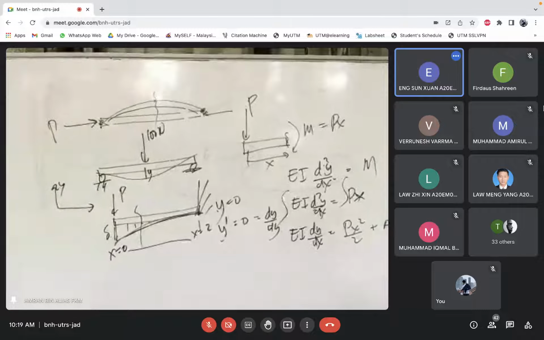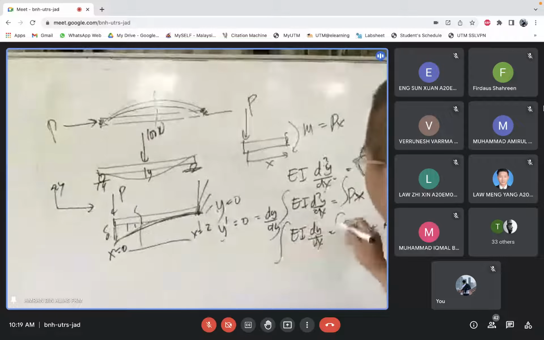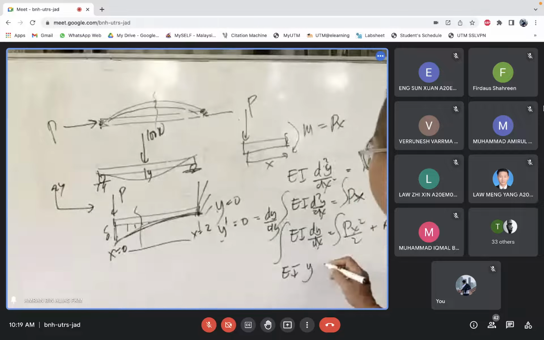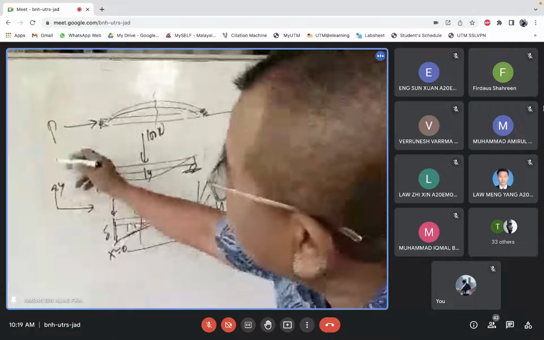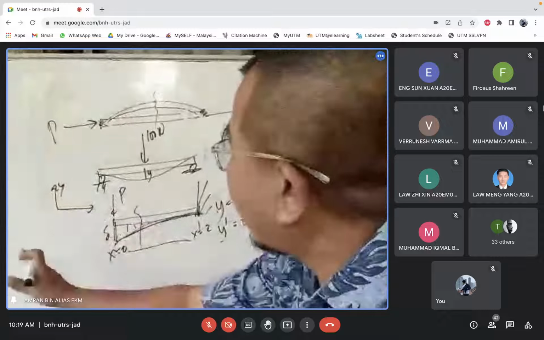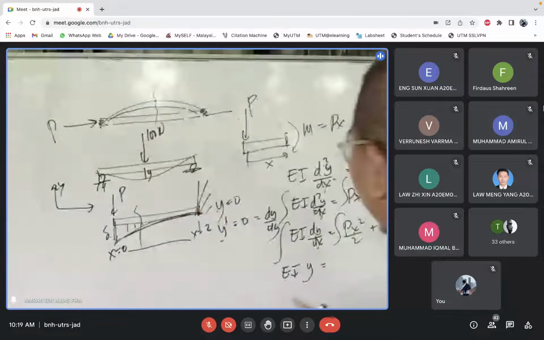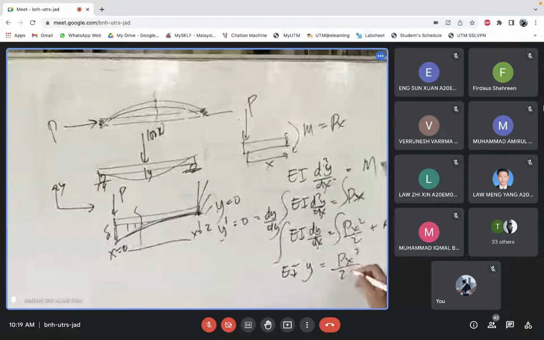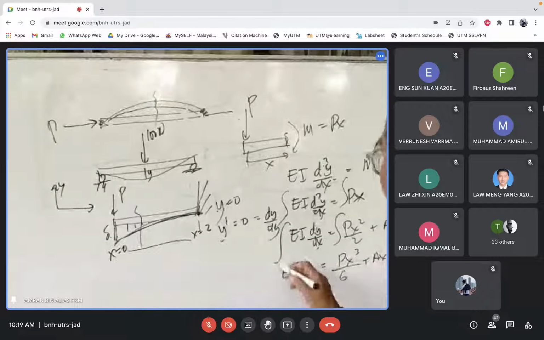Yes, correct. And then we integrate some more, we have EI y there. So y is the deflection, up and down. X is left and right. Y is up and down. We have y there. So what we have? Px³/(3 times 2 is 6) plus ax plus b. Are you with me now?